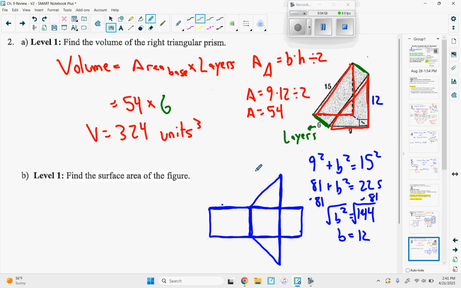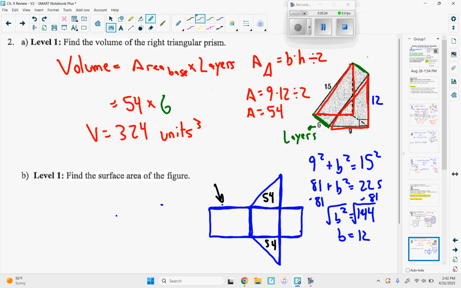All right, now moving on to surface area. For surface area, we're going to find the area of each of these faces. If you need to, you can draw a net like the one we have here. And in the net, we can see our two triangle bases. They both have areas of 54. We already did them.